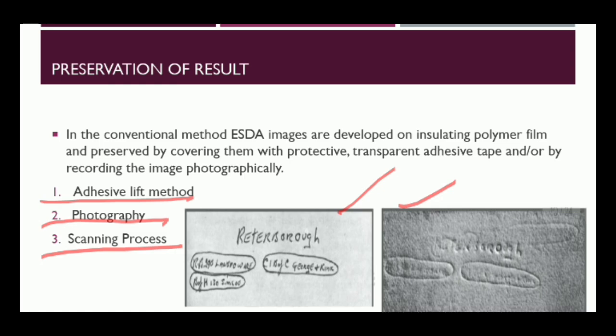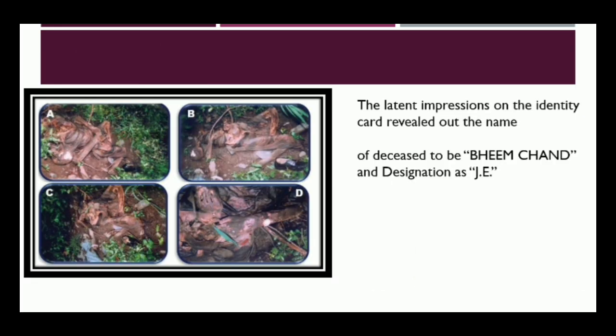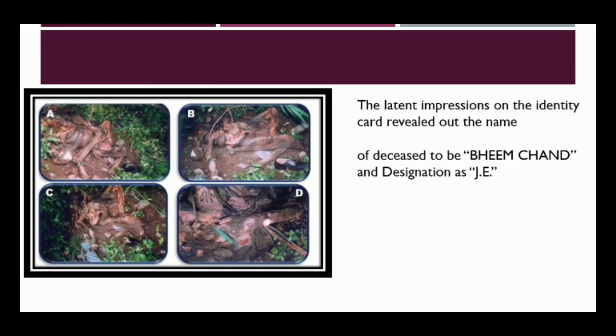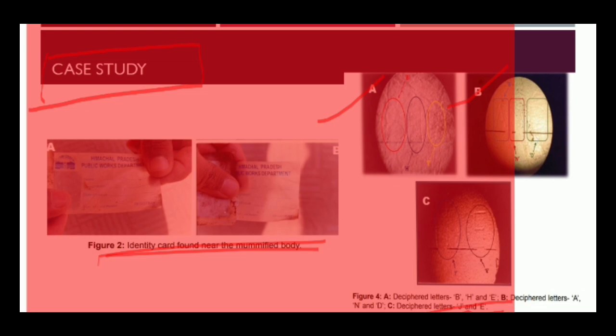Last but not least, before we end the lecture, I have a wonderful case study for you, where an identity card was found near a mummified body. The mummified body looked somewhat like this, and the ESDA played a key role in identifying whom the identity card belonged to. It was mentioned as JE, that is Junior Engineer Bhimchand. So this is where the ESDA came into the picture, and this is how the reports looked.